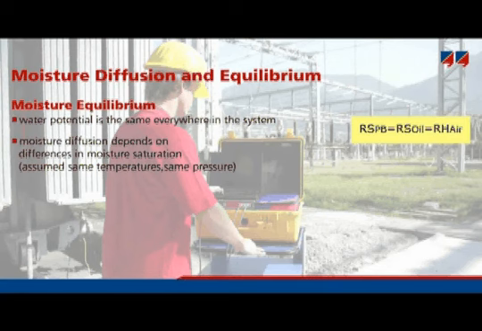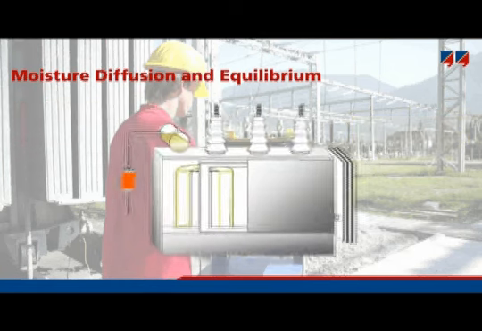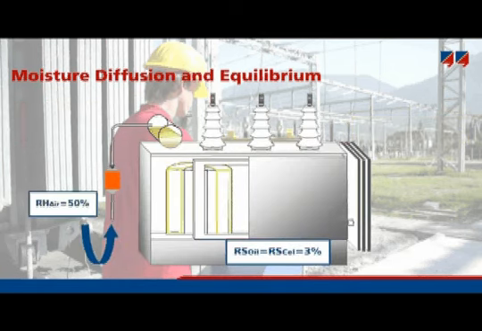If a transformer is considered to be under equilibrium, there will be the same relative saturation in oil as in cellulose, for example, 3%. The air outside of a transformer has, for example, 50%, and it tries to add moisture to the transformer in order to reach equilibrium. This is prevented by using drying systems.